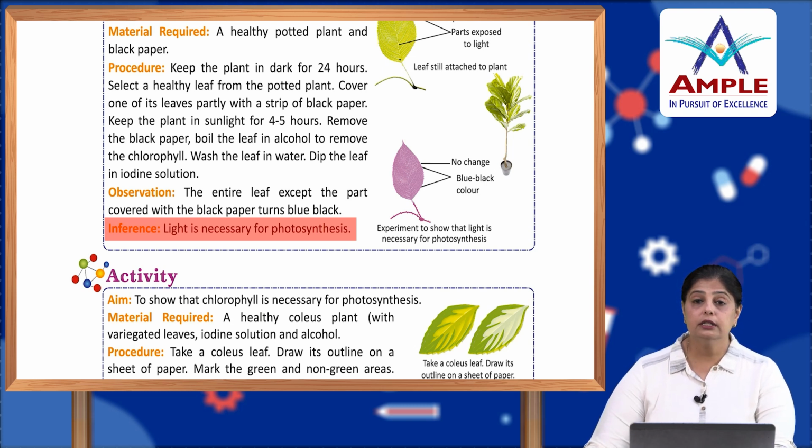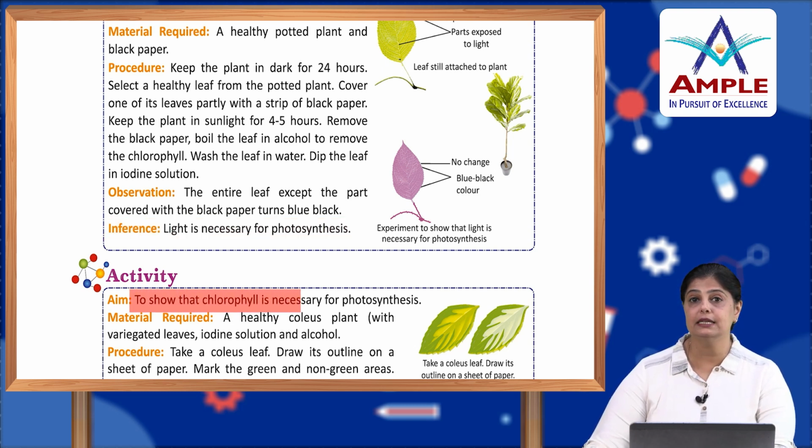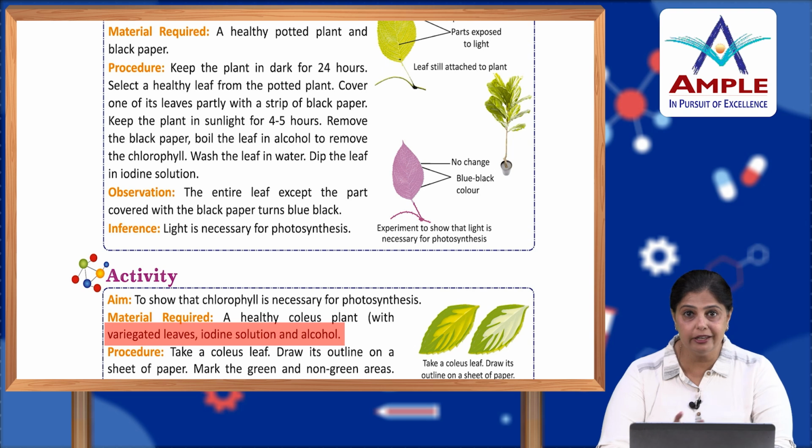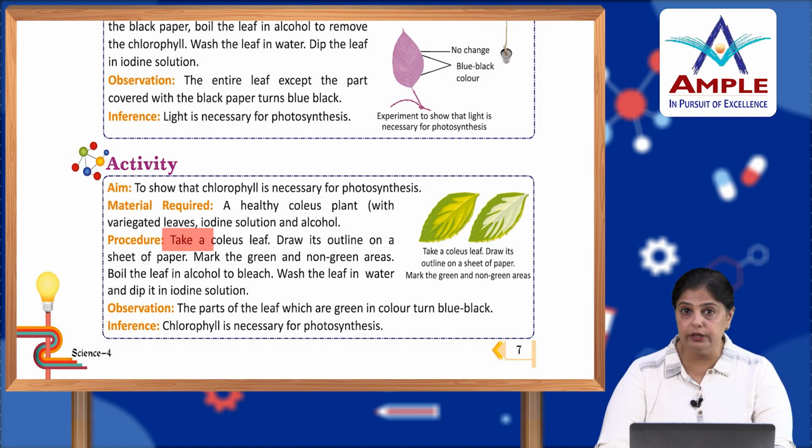Now, the third experiment is to show that chlorophyll is necessary for photosynthesis. Here we take a healthy coleus plant with variegated leaves, iodine solution and alcohol. You look at the picture of the leaf that is given here, and along with that you take the iodine solution and alcohol. You take a coleus leaf, draw its outline on a sheet of paper, and mark the green and non-green areas.